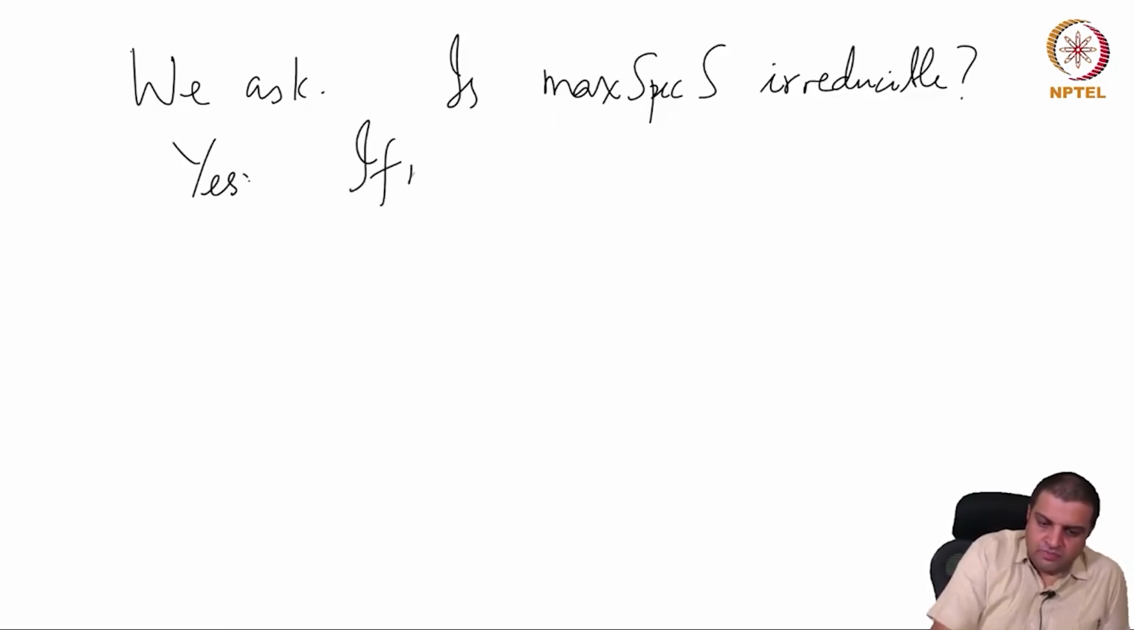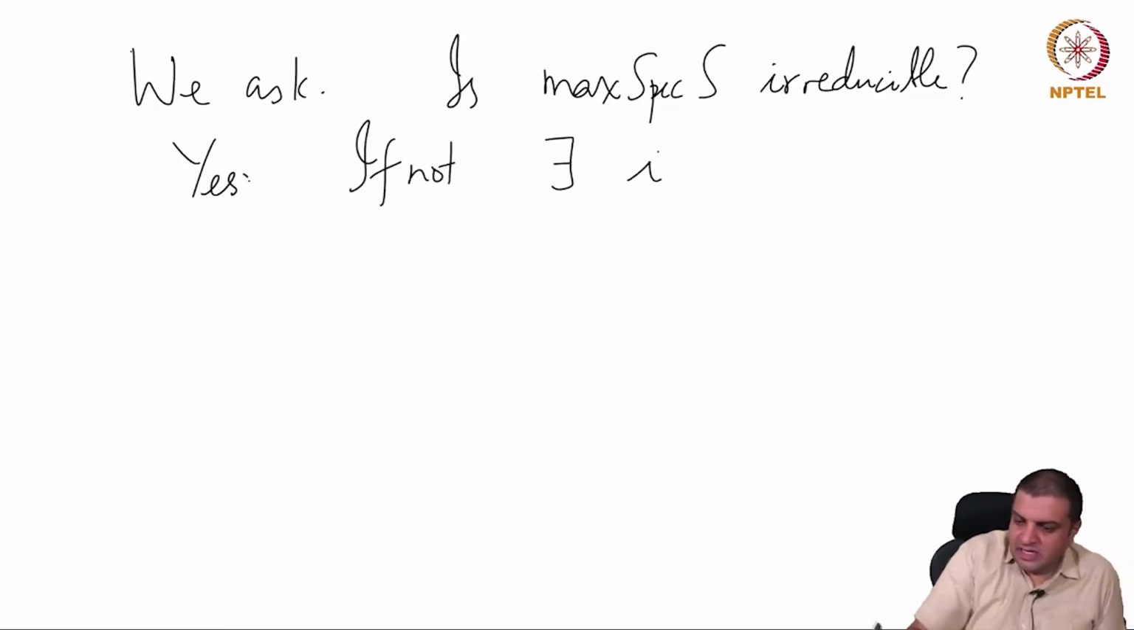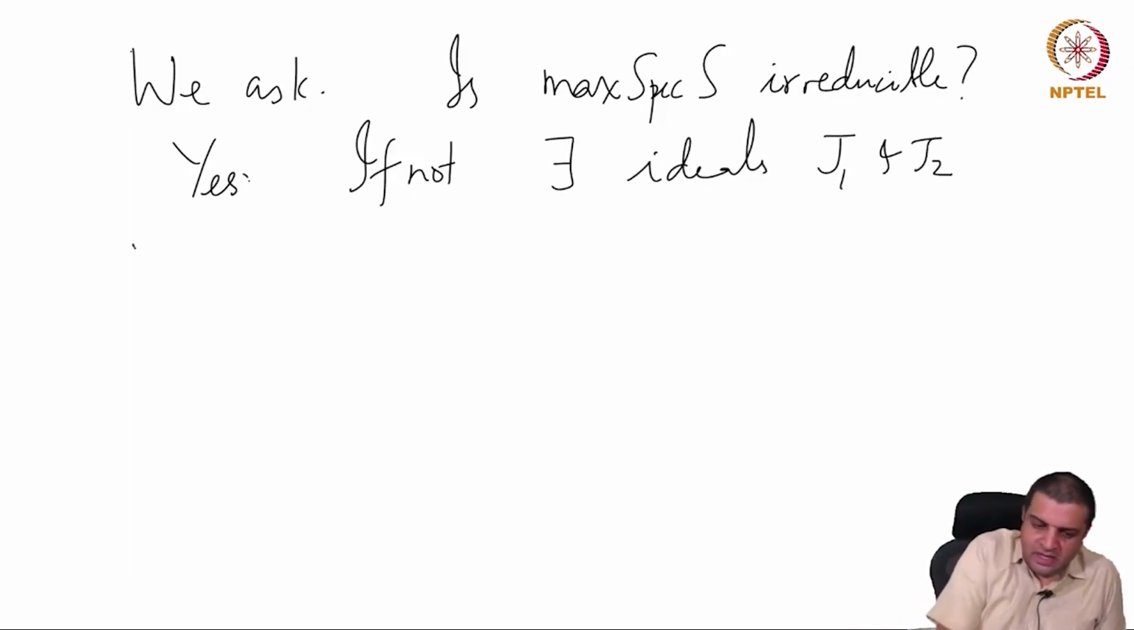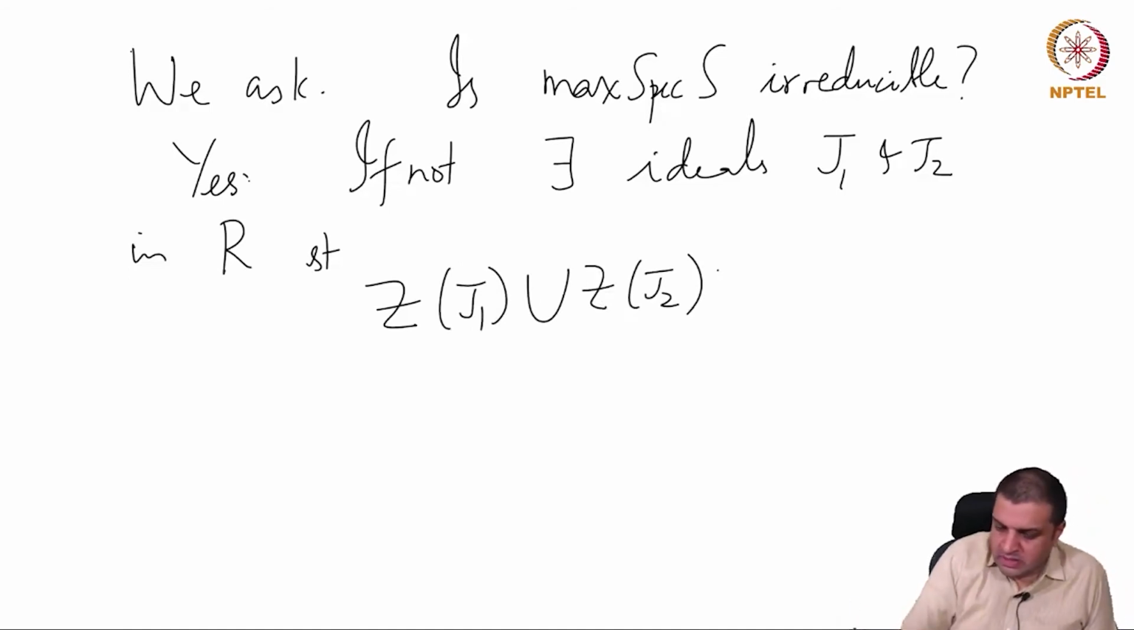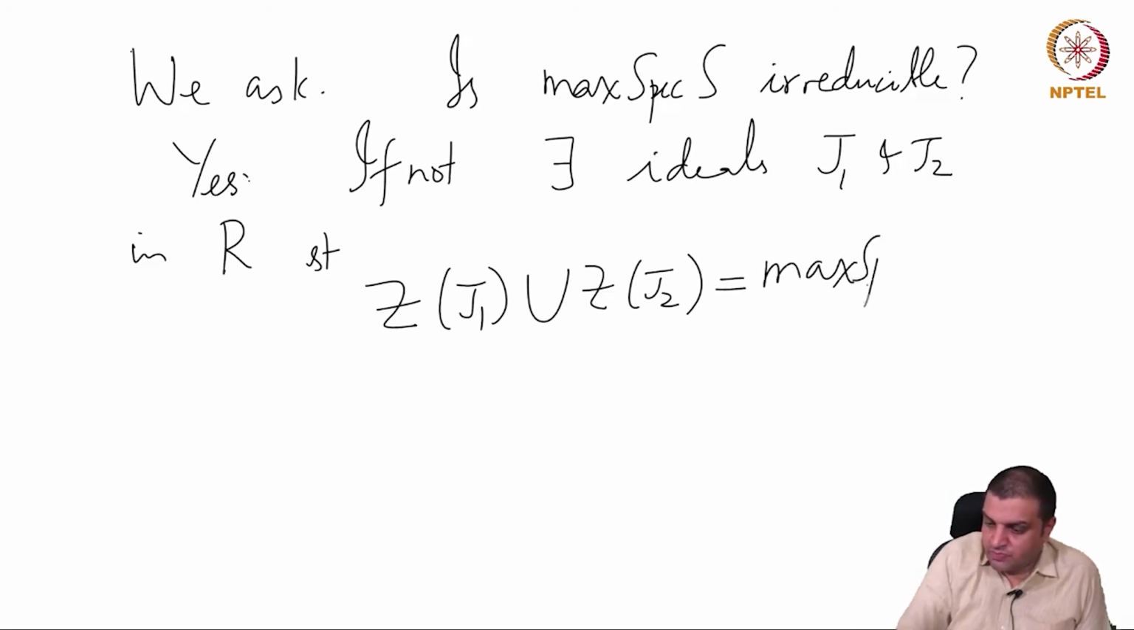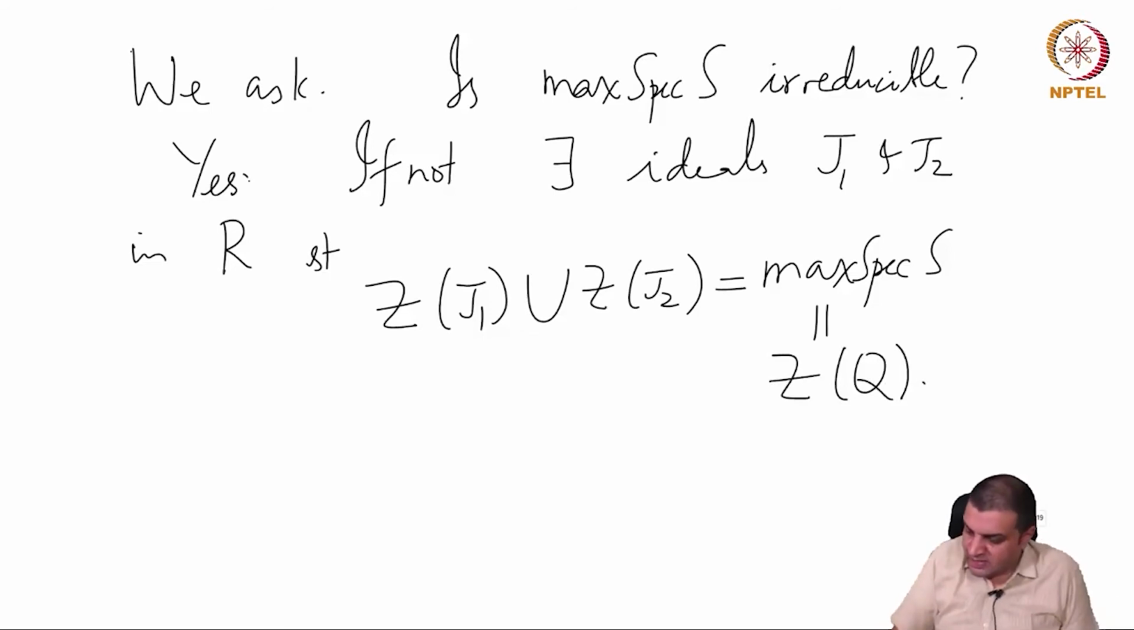If not, there exist ideals J1 and J2 in R such that Z of J1 union Z of J2 is equal to Max Spec of S, which is the same thing as Z of Q. Probably we do not need by contradiction, but nonetheless let's go ahead. Okay. So what does this say?